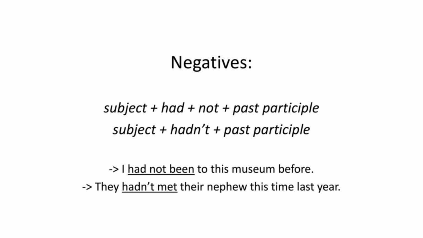Great work! Now, how to form negative constructions in the past perfect? Well, we use the construction subject plus had plus not plus the past participle. We can contract had and not to form hadn't. For example, "I had not been to this museum before." "They hadn't met their nephew this time last year."